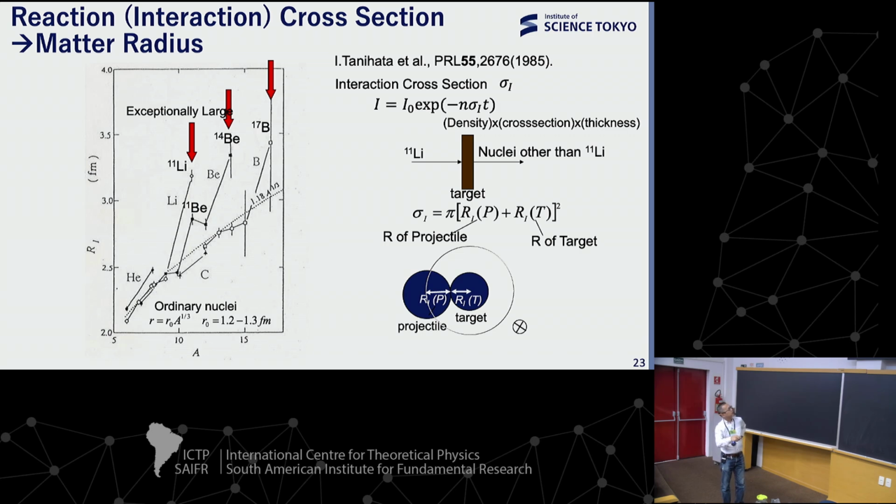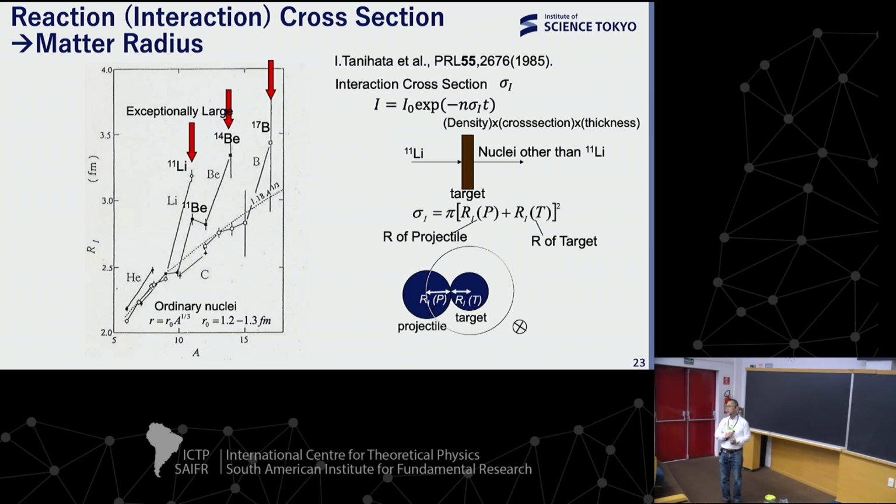So this is the mass number. You see this is 1.2 A to the 1/3. So this is the normal trend of the radius. But you see enhancement for lithium-11, beryllium-11, beryllium-14, and boron-17. So from this experiment, halo physics started. And this started actually 40 years ago. This year, we celebrate 40 years of halo nuclei.